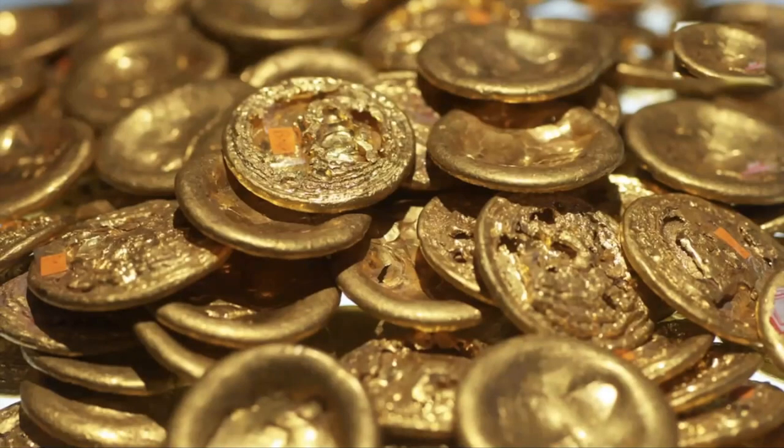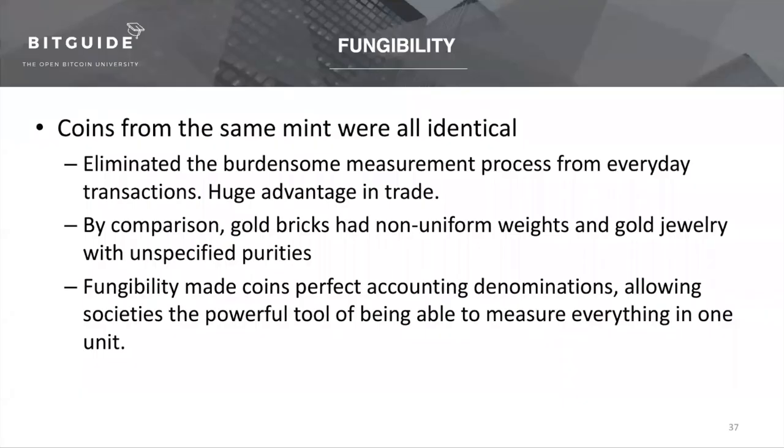Similarly, creating coins out of blobs of metal would allow us to achieve fungibility. Even though every coin is going to be different, you pick a bunch of them and each is going to be slightly different. Maybe even the weights and shapes are not exactly comparable. But by convention and by agreement, we all say that anything that has this kind of sign on top of it and is a legit coin is going to have the same value. So coins from the same mint would all be identical. And this eliminates the burdensome measurement process for everyday transactions, increases monetary velocity and the ability to trade, and improves an economy's capacity to grow.